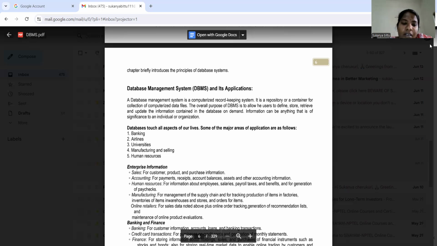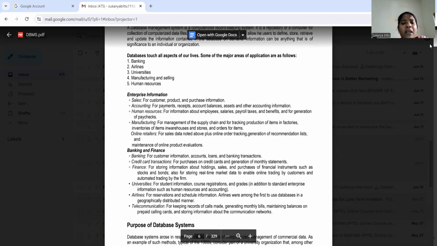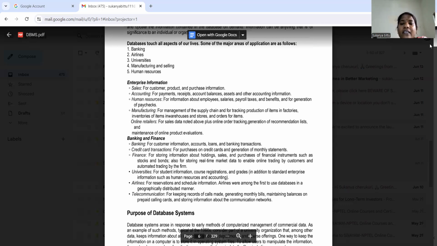The banking sector, airlines, universities, manufacturing and selling, and human resources. Sales: information for customers, products, and purchases. Accounting: payments, receipts, account balances, assets, and other accounting information are kept in the accounting sector. Human resources: information about employees, salaries, payrolls, taxes, and benefits, and for generation of paychecks. Manufacturing: used for management of the supply chain, tracking production of items in factories, inventories of items, and orders.